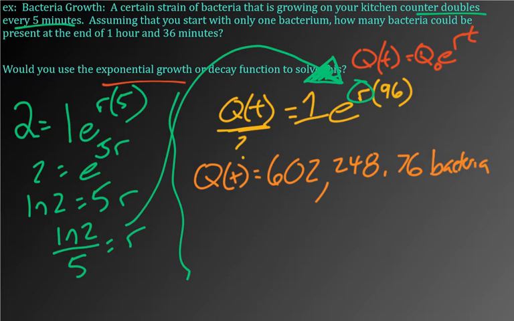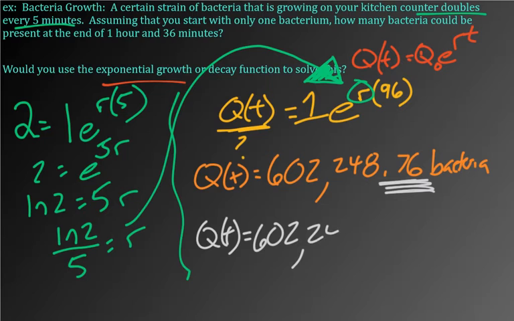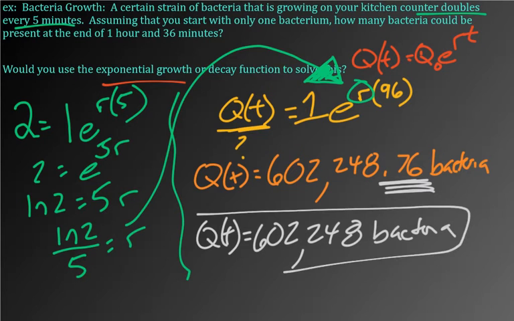But these are real world, physical problems, right? And this 0.76 does not make sense. Basically, there were some partial bacteria that were not full bacteria yet, right? So the correct answer really should be that the end amount is 602,248 bacteria sitting on that countertop, which is absolutely disgusting if you think about it.